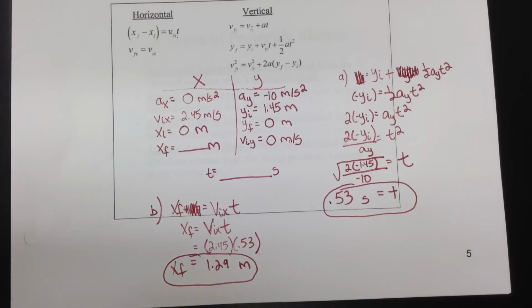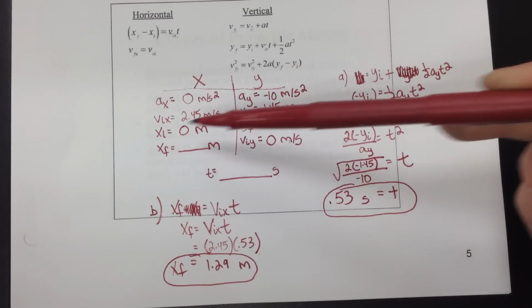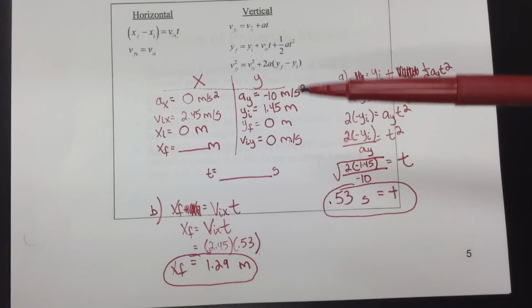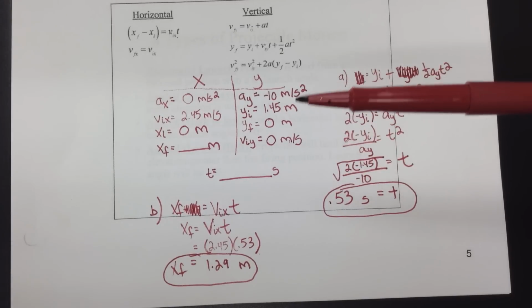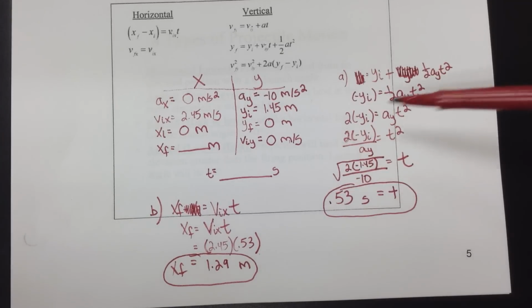So this is the process you will go through to get through any horizontal launch problems, always starting with your T-chart. That's the hardest part, is getting the knowns. Once you have the knowns down, then it's a matter of picking the right equation again.